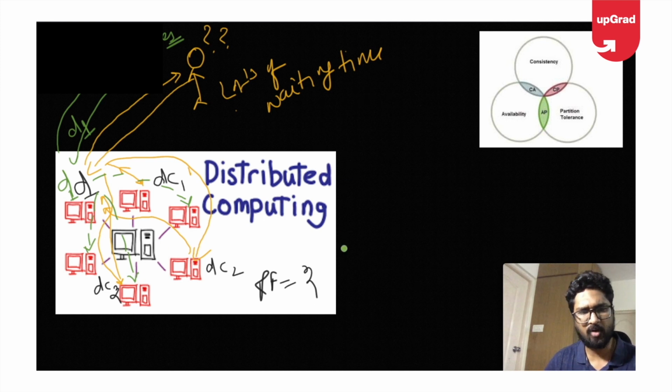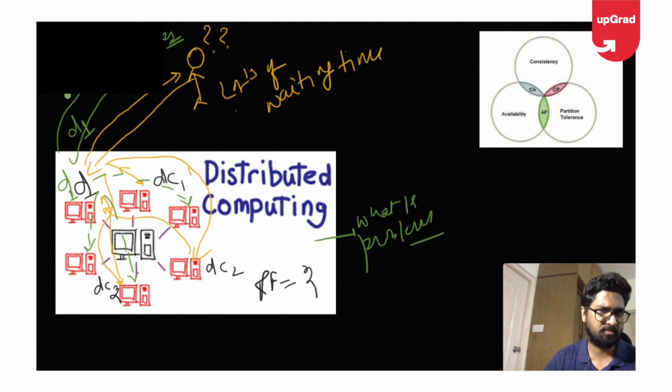Now, what is the problem with this? Suppose at time t1, this user is trying to write the data. So D1 data was written, and suppose at time t2, there is another user here who wants to read the same data, and his request went to this machine.